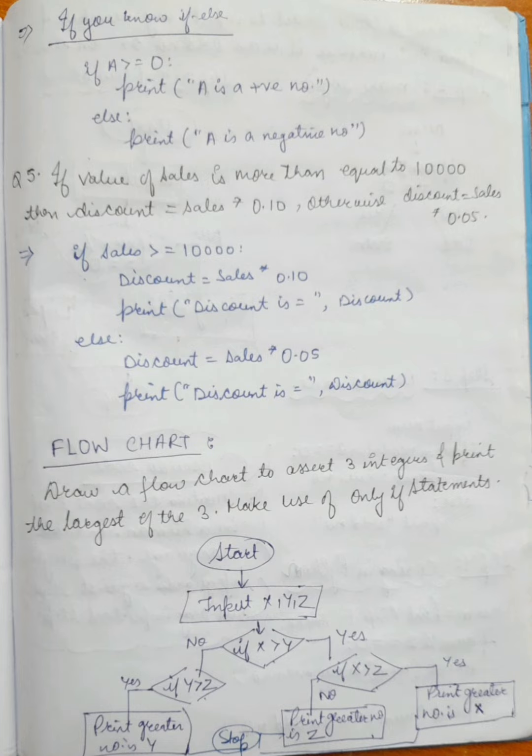If x is greater than y, the condition is satisfied, then it will print yes. Then again it will go to the next condition: if x is greater than z. If this is satisfied, yes, then print greater number is x. If this condition is not satisfied, then print greater number is z. Or if x is greater than y is not satisfied, the first one, then it will move to the second condition. If y is greater than z, then yes, print greater number is y. And lastly, we should stop.